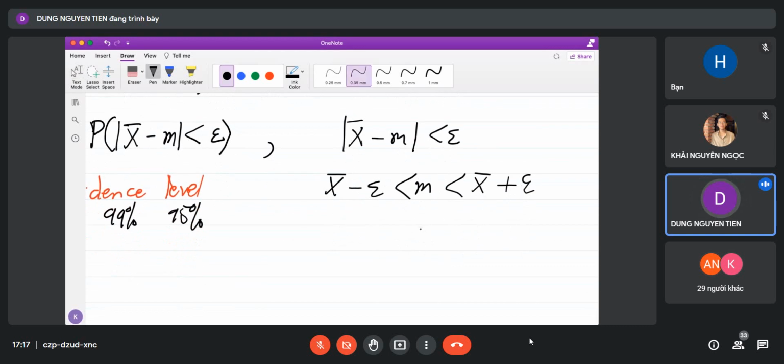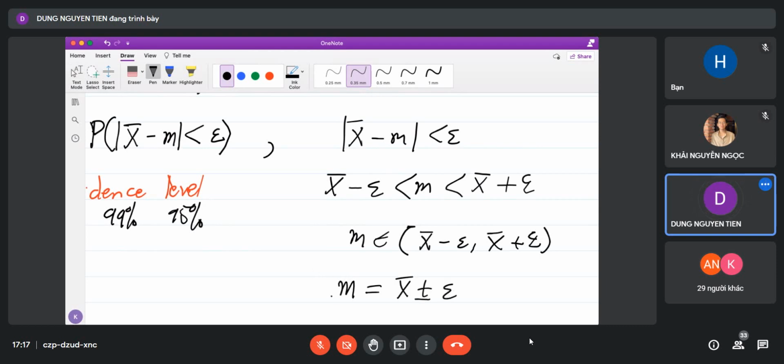And then you get m belongs to the interval x bar minus epsilon to x bar plus epsilon. Or you can say m equals x bar plus or minus epsilon. It's just a notation, which means that m belongs to this interval. This interval is called a confidence interval.